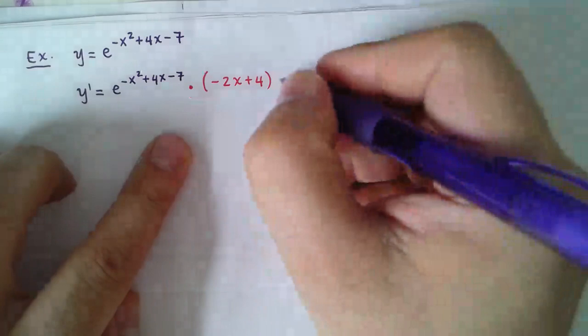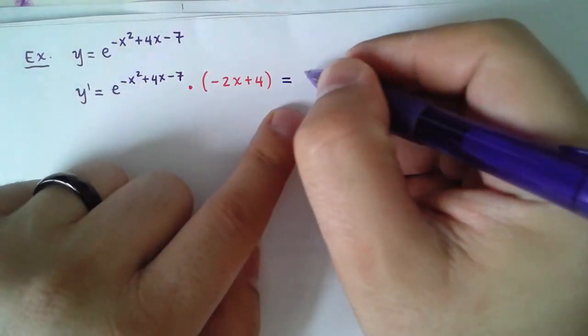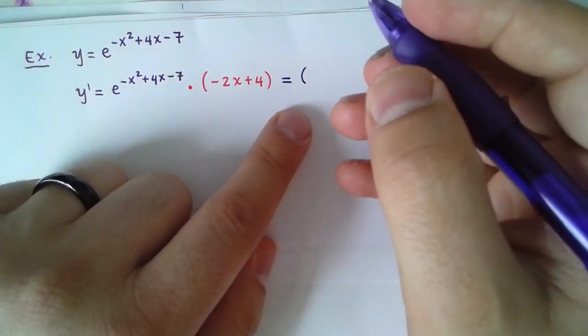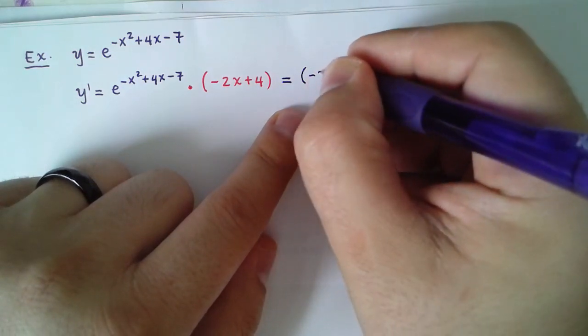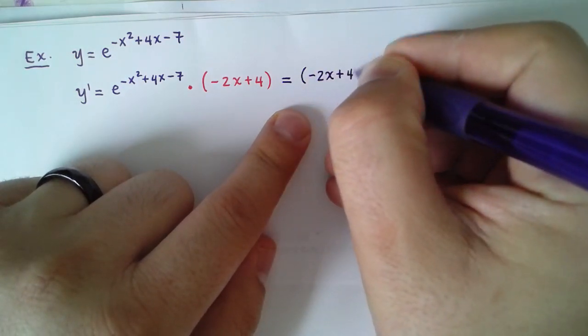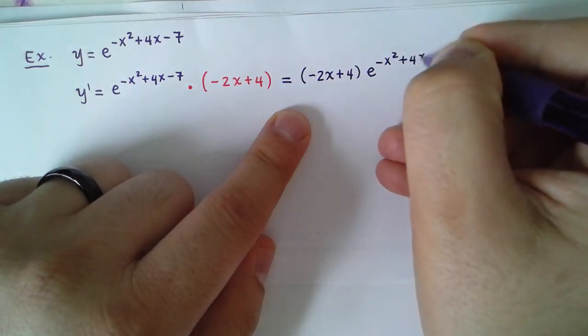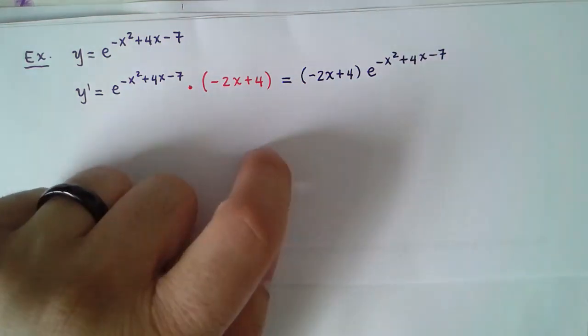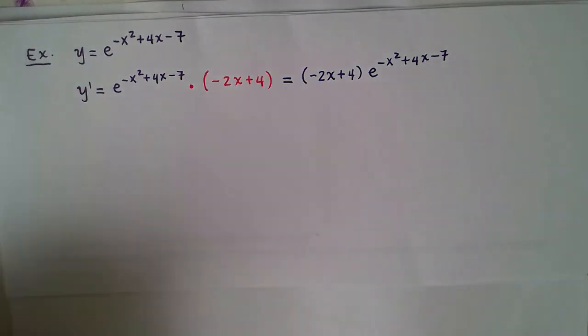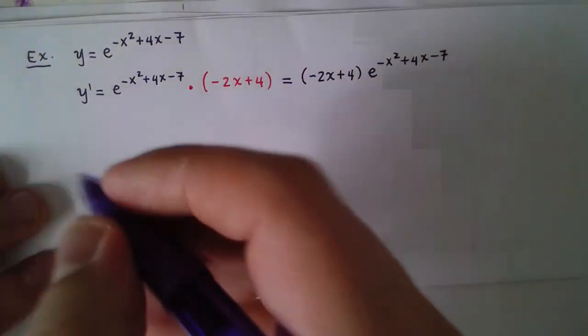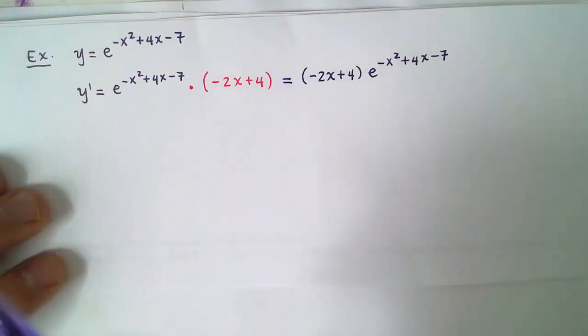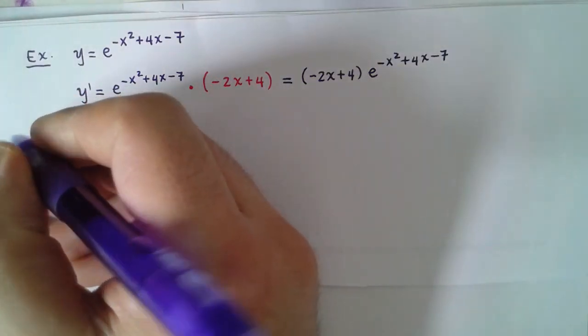See, it's really straightforward, so you can simplify. We usually write the polynomials in the front, and it's going to be (negative 2x plus 4) multiplied by e to the negative x squared plus 4x minus 7. This is just one example where you have a quadratic simply inserted in the exponential.